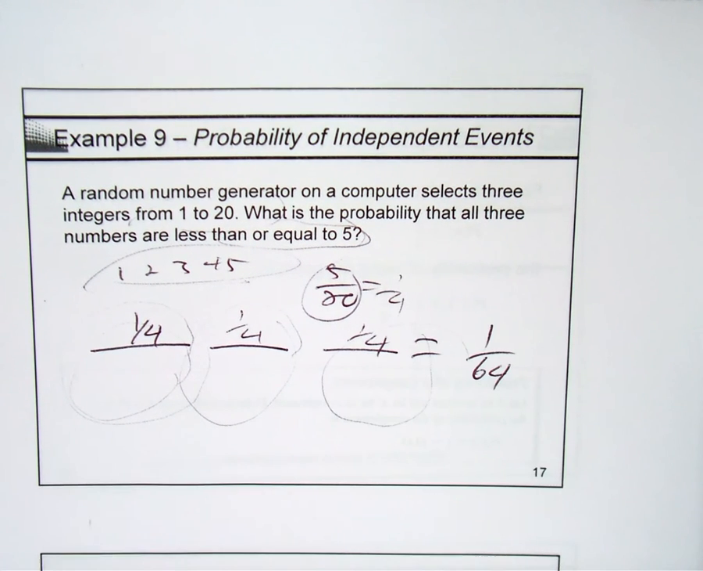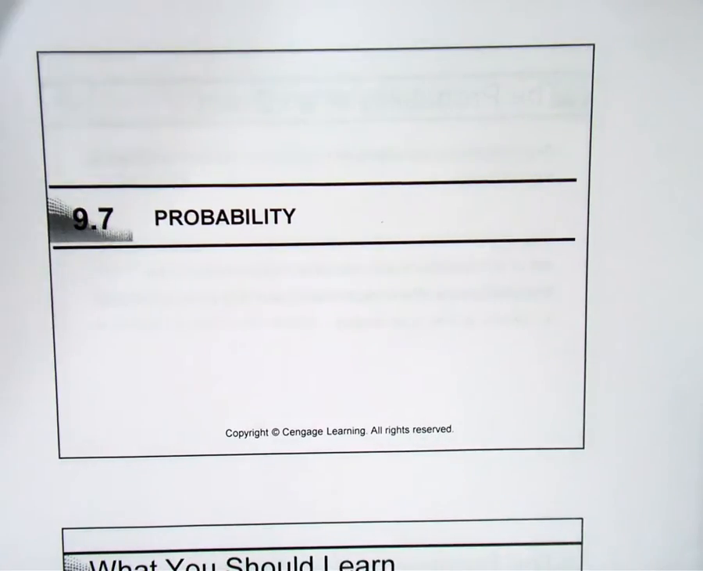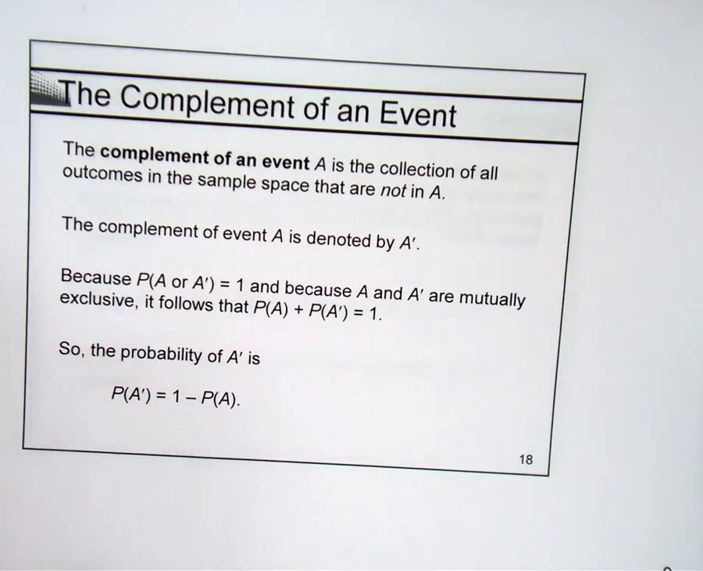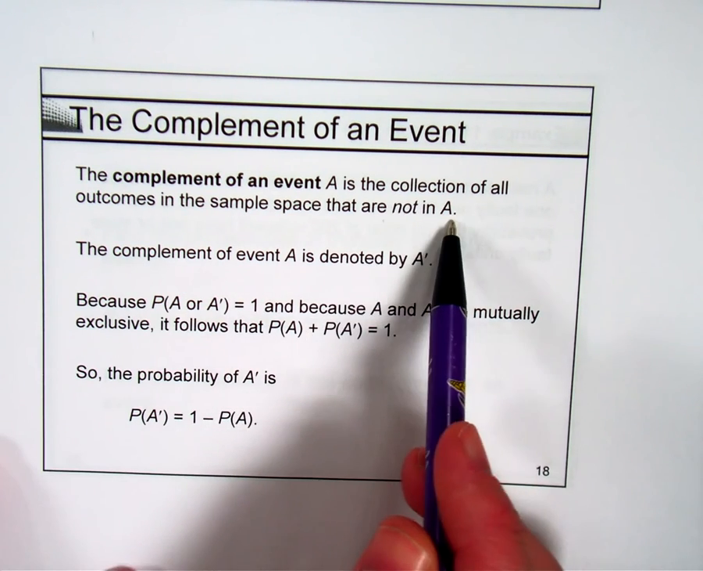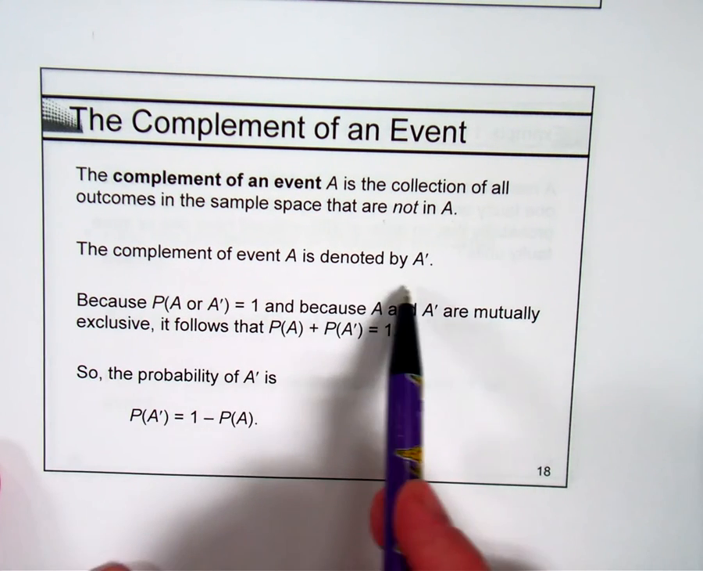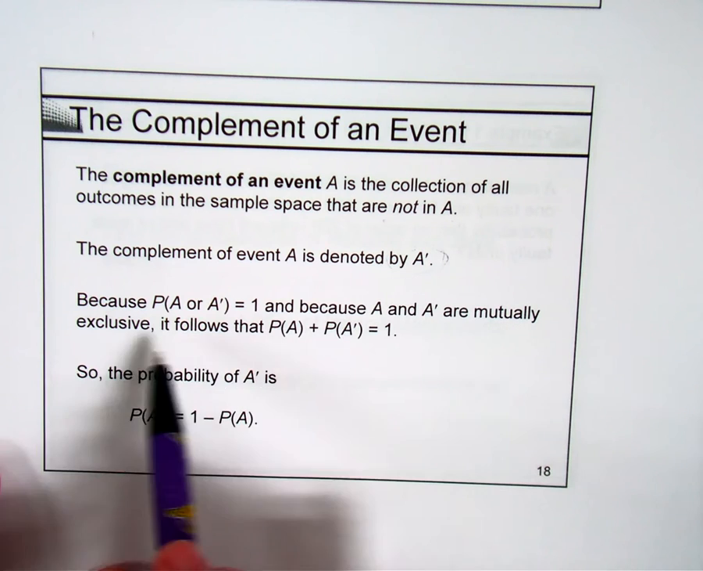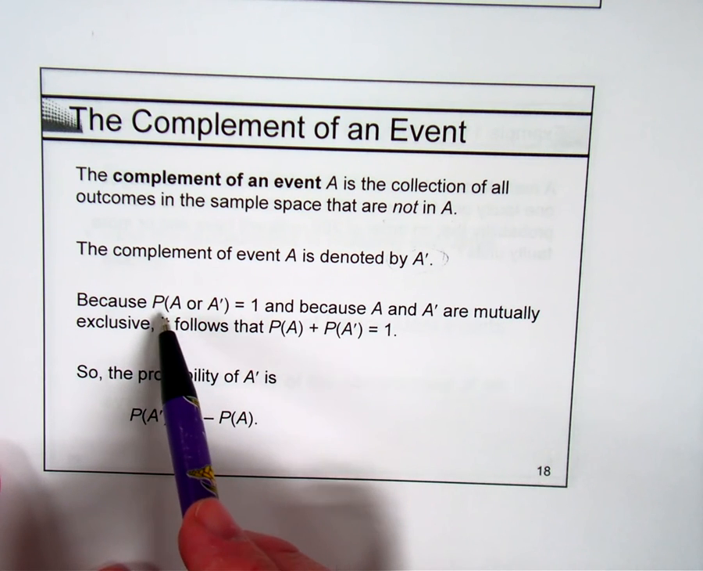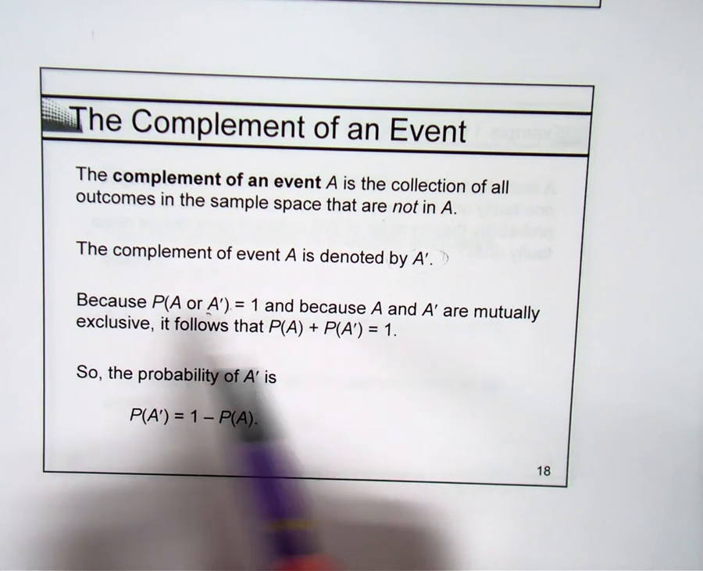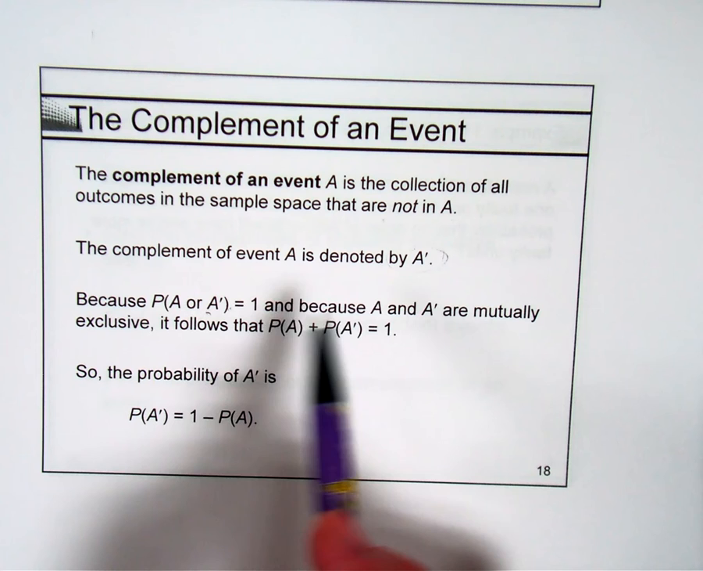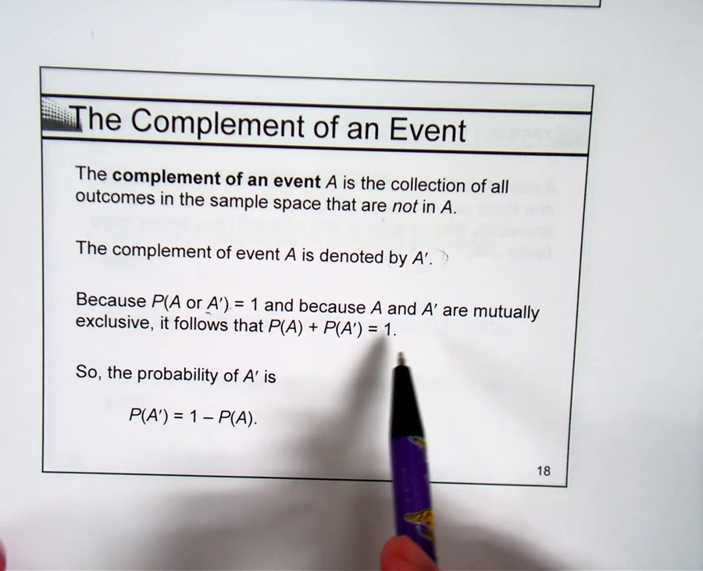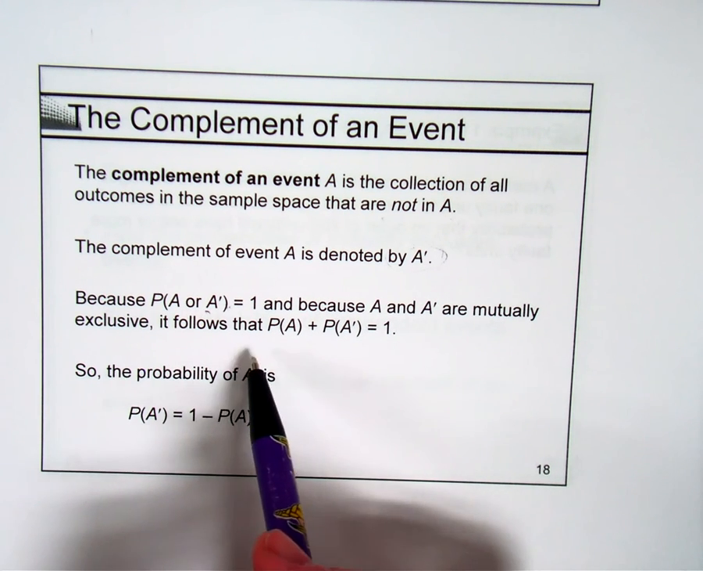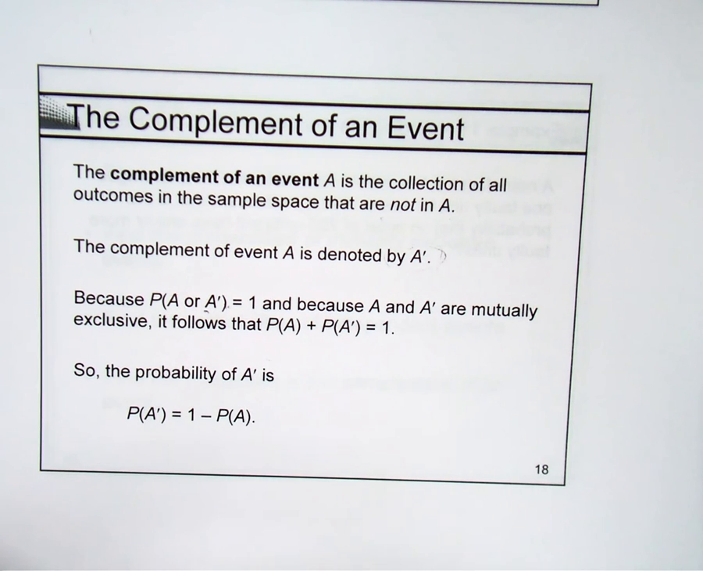Okay, and the last little thing here we're going to look at is the complement of an event. The complement of an event A is the collection of all the outcomes in the sample space that are not A, denoted by A prime. Because the probability of A or A prime, one or the other happening, is equal to 1, they're mutually exclusive. And so it would follow that adding those two together would be everything possible.